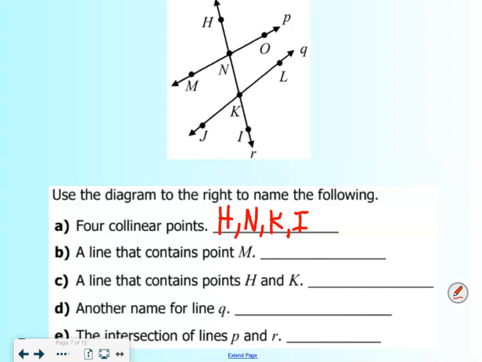A line that contains point M. Line P. Yep. You see how here's M? It's on line P. So you can either name it line P or use 2 of those points, but I'm just going to call it line P. What about a line that contains points H and K? Line R. Nailing it. Good work.